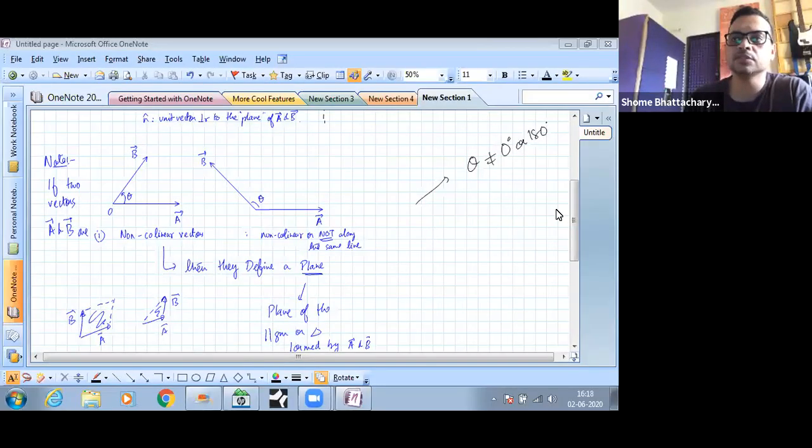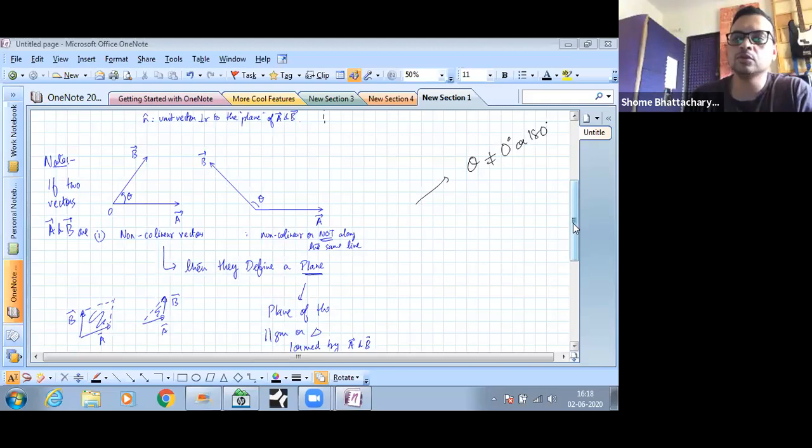But the moment they are lying collinear, that means they are either parallel or anti-parallel. That means they define one straight line. They're not defining one plane. So there are infinite sheets of paper that you can draw in such a way. There are infinite sheets of paper that will be containing that line. So that means they don't define a unique plane anymore. There are infinite planes in which they lie. So that is what we meant by saying that non-collinear vectors define a plane. Okay, so that is the first part.